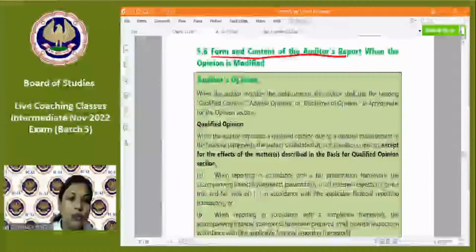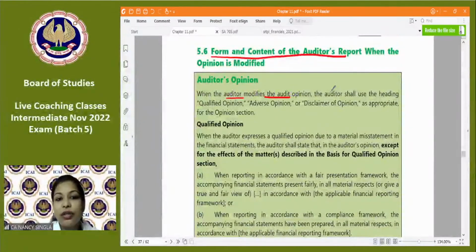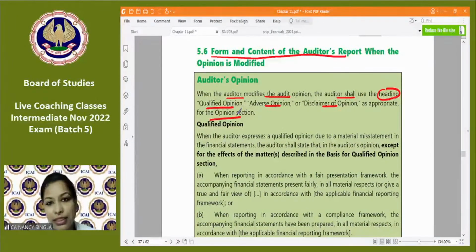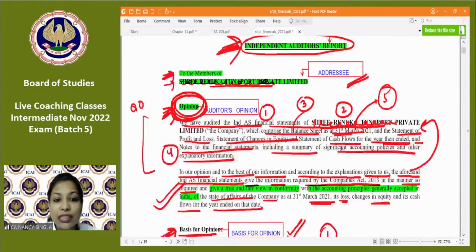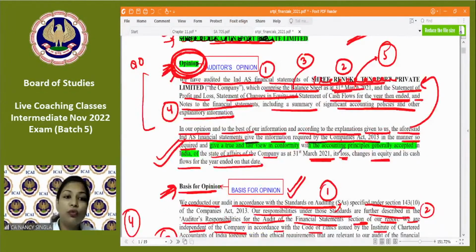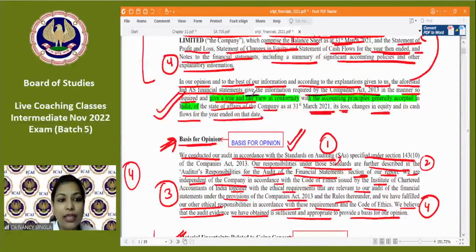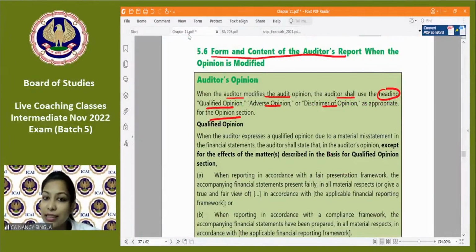So let us quickly have a look. So when the auditor modifies the audit opinion, the auditor shall use the heading as qualified, adverse, or disclaimer as appropriate for the opinion section. ठीक है? Now students, we have seen that when the auditor is giving an unmodified opinion, तो वो क्या language use करता है? This marked in green, that the financial statement reflected true and fair view in conformity with the accounting principles. ठीक है? And if you remember, I told you that qualified में हमें क्या बोलना है, that इसके अलावा सब कुछ ठीक है, ठीक है.